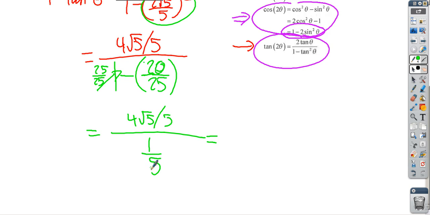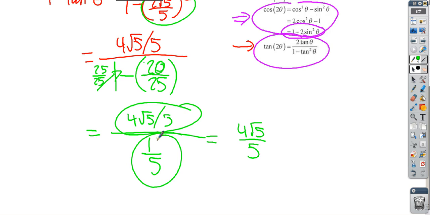So dividing by a fraction is like multiplying by the reciprocal. So that thing right there, 4 radical 5 over 5 times the reciprocal of 1 over 5 is 5 over 1. So those will cancel, and we'll just be left with 4 radical 5 as our answer for tangent of 2 theta. So that's what it turns out to be.